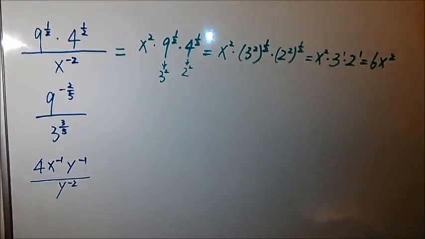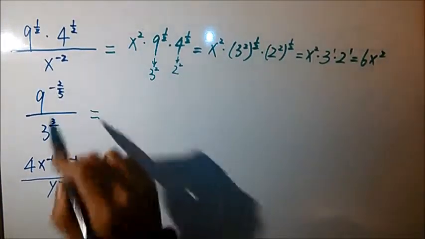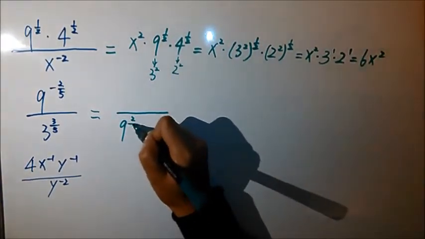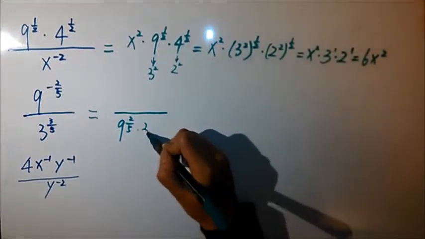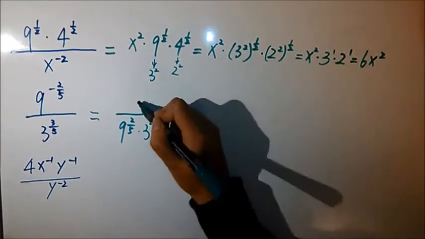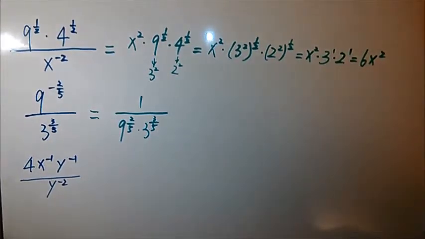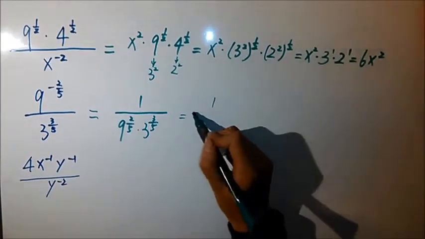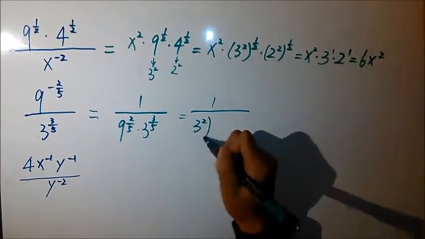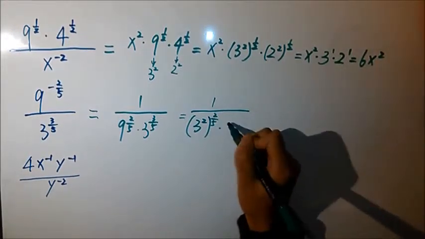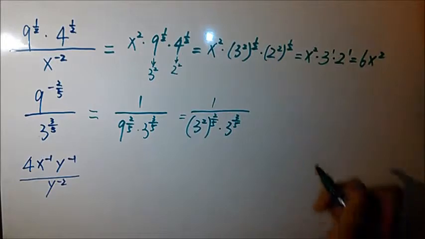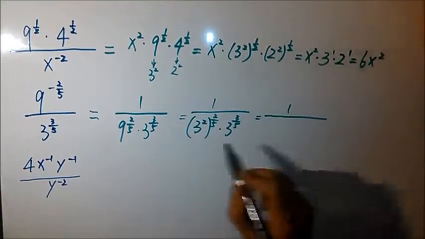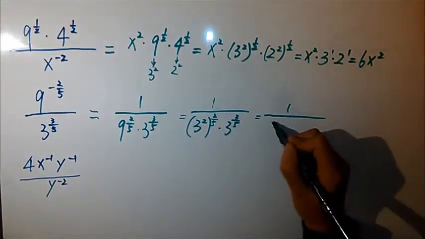Okay, next one is 9 to the negative 2 to the 5th power. We're going to move that downstairs. Okay, and we're going to do the same thing we did last time. Make the 9 to its most basic form, which is 3 squared. So 3 squared, parentheses, times 2 to the 5th power times 3 to the 5th power. Now we have like bases, right? And we know when we multiply like bases, we're going to add the exponents. So let's add the exponents together.